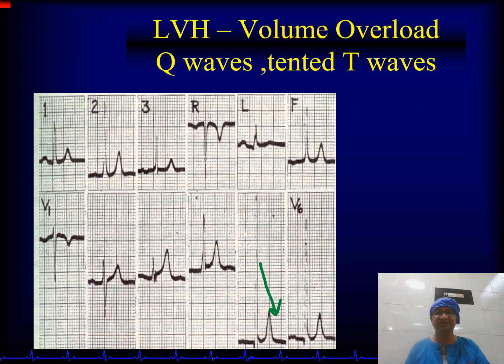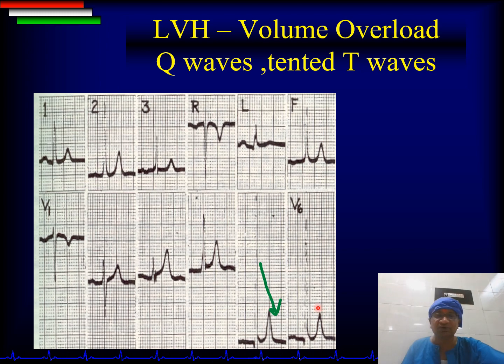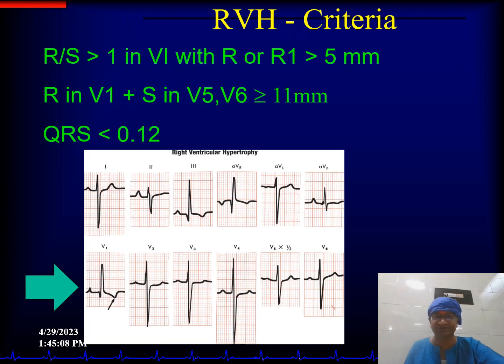This is voltage criteria. When there is a volume overload, you can see the Q waves here and the T waves are tented. So this is more of a volume overload LVH. Volume overload LVH is different. Here you can see tented T waves. There you can see ST sagging. Volume overload is mitral regurgitation, aortic regurgitation. Pressure overload LVH, where we get concentric hypertrophy, is aortic stenosis and hypertension. Aortic stenosis, hypertension: pressure overload. Aortic regurgitation, mitral regurgitation: volume overload, where you get these tented T waves, where you get eccentric hypertrophy.